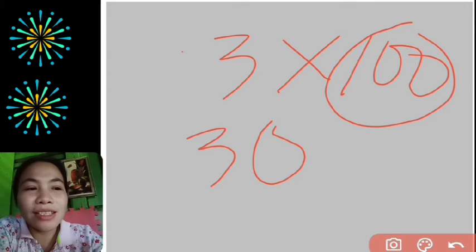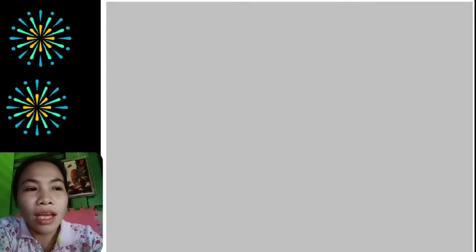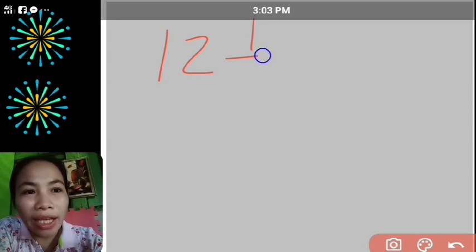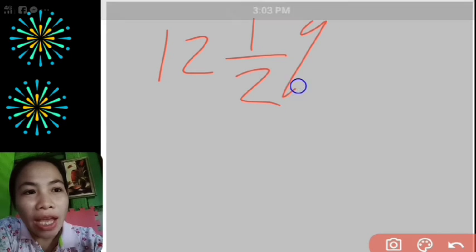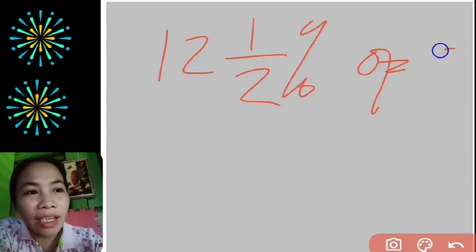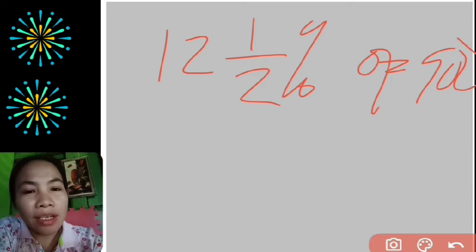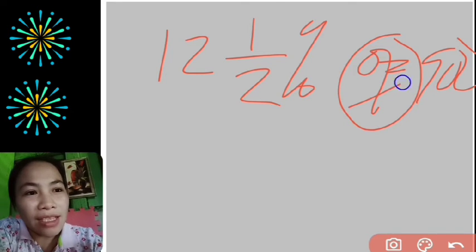Okay, so next question. 12 and 1/2% of 900. Always remember that of is used as a multiplication. So this stands for multiplication.